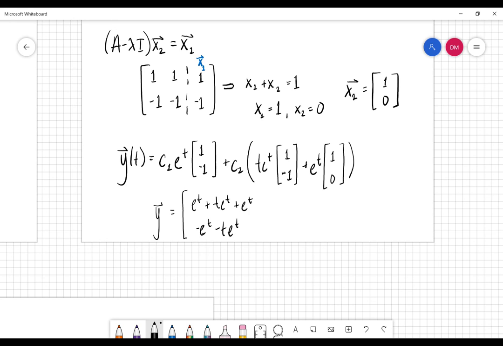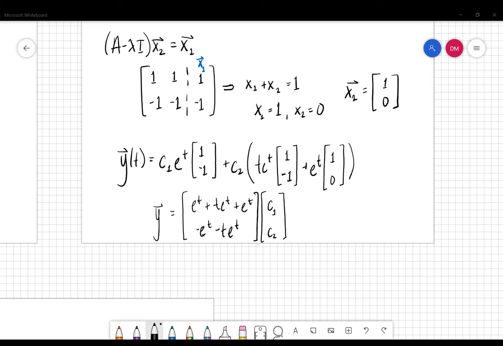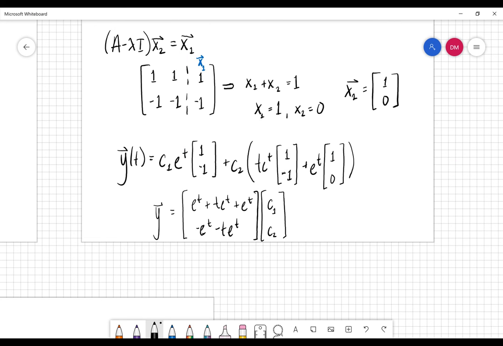And then we get a negative t e to the t, and then this gives us 0. So we have this, we have C1, C2. Okay, so I'm going to simplify this just a little bit. And what I'm going to do is write these as individual elements in the matrix here.